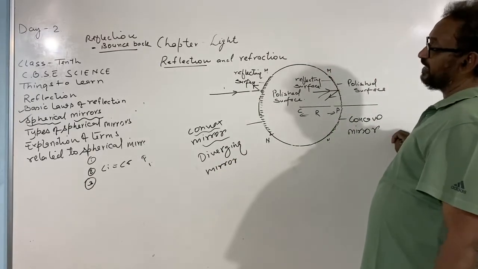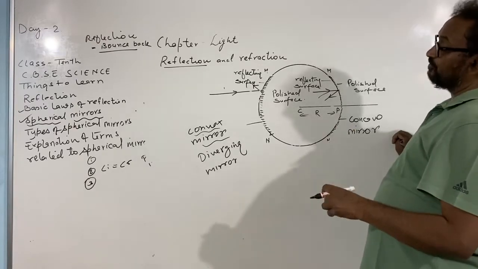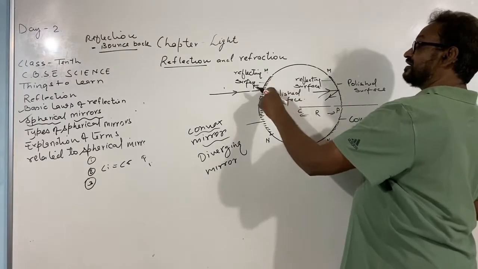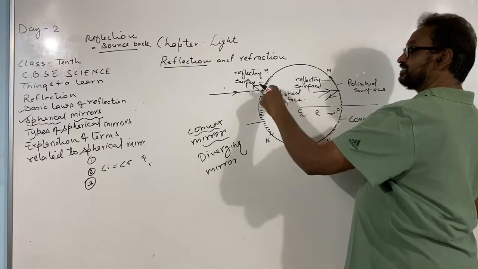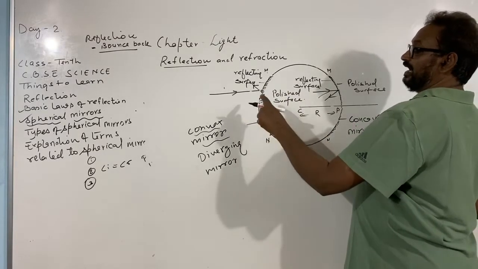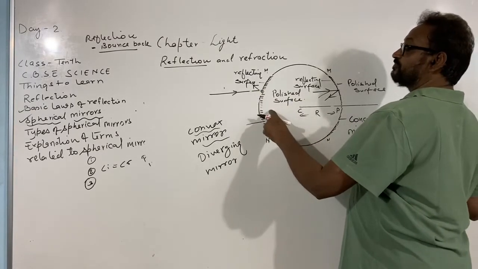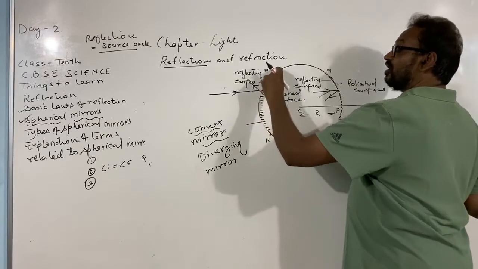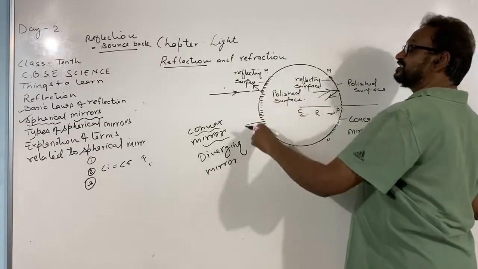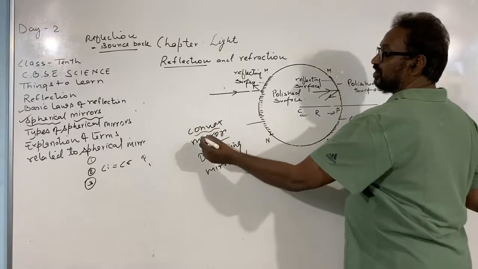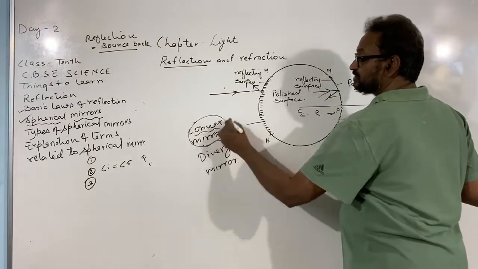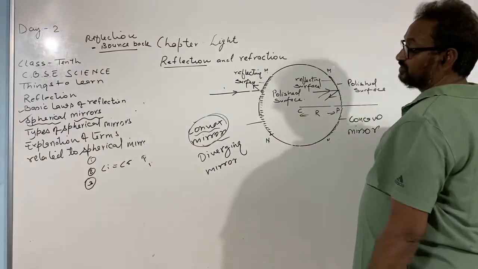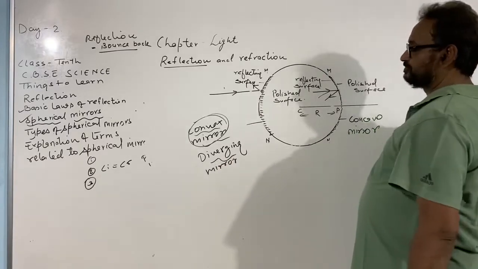What is a convex mirror? A spherical mirror whose inner curved surface is silver polished and the reflection of the light will take place on the outer bulging surface. Then it is called a convex mirror. It is also known as diverging mirror.